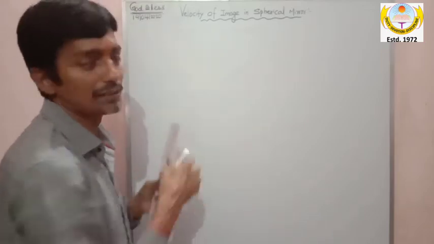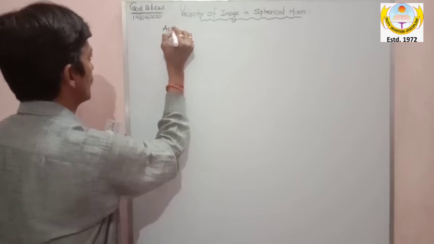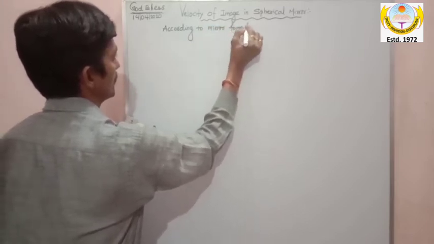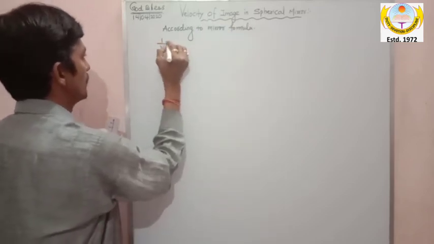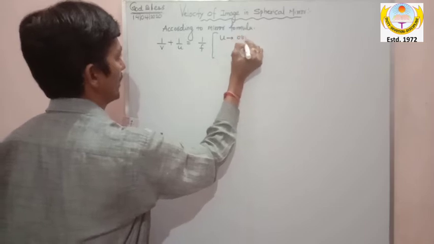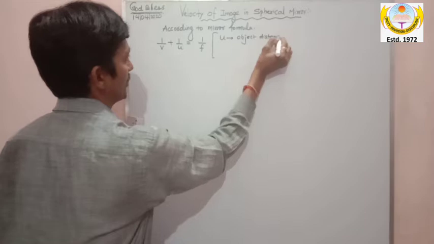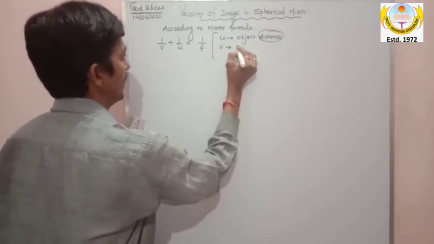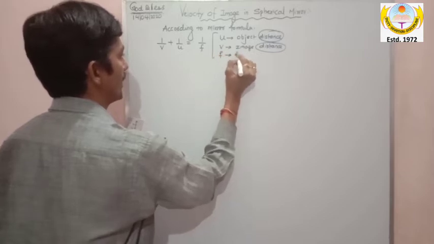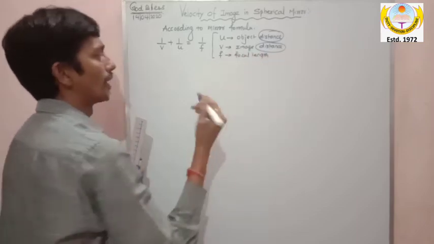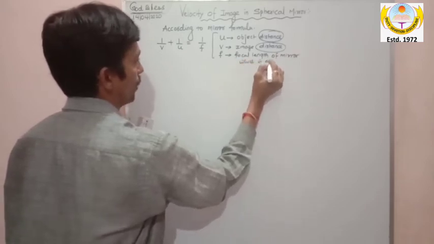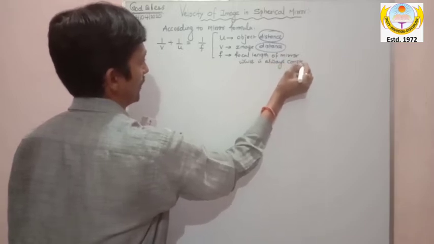Now my dear, to derive this formula, you all know that according to the mirror formula, 1 by v plus 1 by u is equal to 1 by f. Here u is the object distance, please make a note of this. v is the image distance, and f is the focal length of the mirror, which is always constant. Please make note of these three things.